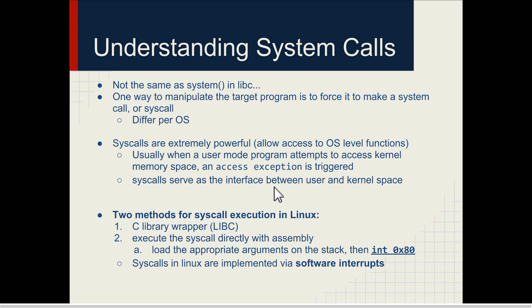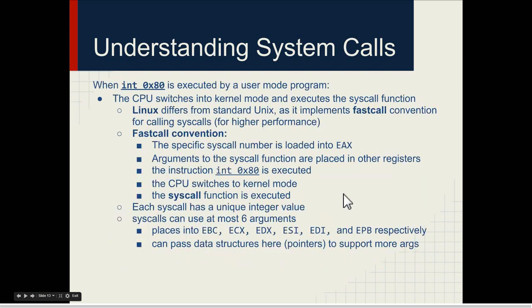So syscalls in Linux are mainly implemented through software interrupts. And the main thing we're going to be seeing all throughout writing shellcode is this little instruction, int 0x80. It stands for interrupt, and 0x80 is basically the address of the syscall interface. So when int 0x80 is executed by a user mode program, the CPU switches into kernel mode and executes the syscall function.